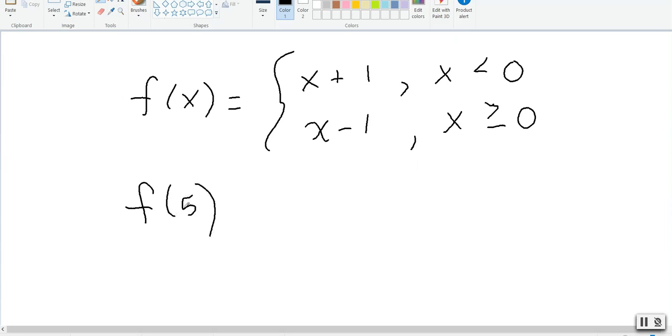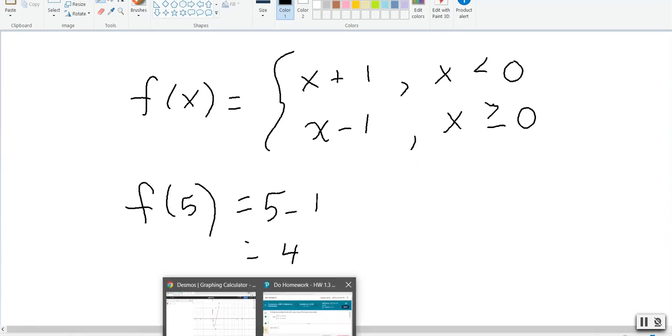locate where 5 would be. Well, 5 would be in the greater than or equal to 0 part. Therefore, I would evaluate it in this part. So I would say 5 minus 1 is 4. So f of 5 would be 4. So I just want to make sure that I pay attention to which piece I should be using. So let's take a look at the one they gave us.